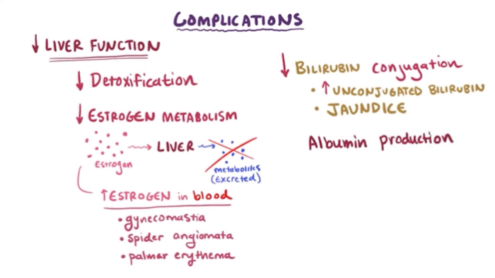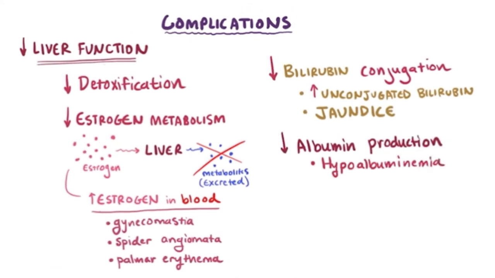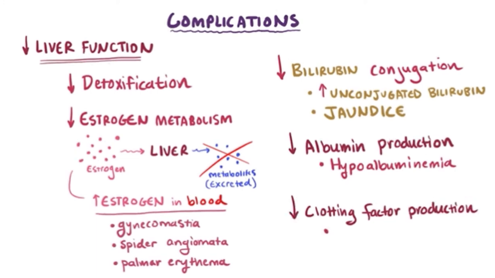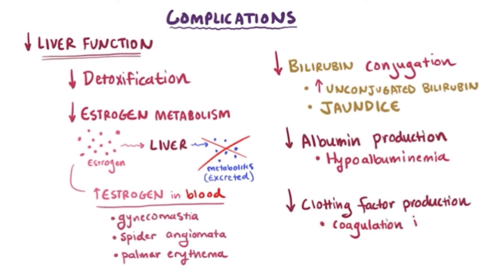Albumin production is also decreased when the liver is diseased, so there is hypoalbuminemia. Clotting factor production is also decreased, as some clotting factors are particularly formed in the liver. So there is coagulation deficiency.